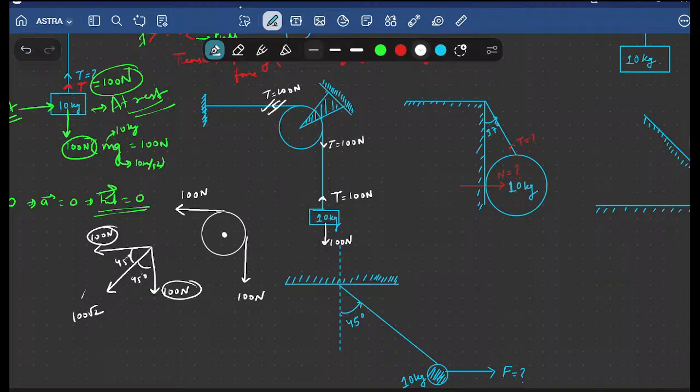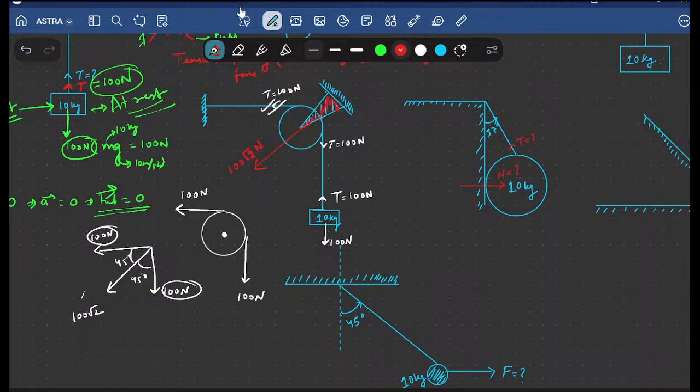So I can say that these two threads are applying a force of 100 root 2 Newton on this pulley. Now, if the threads are applying 100 root 2 force on this pulley, then this pulley must have moved in this direction, but it is not moving. Why is it not moving? Because the pulley is itself connected with this hinge.